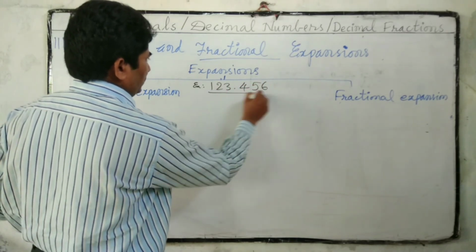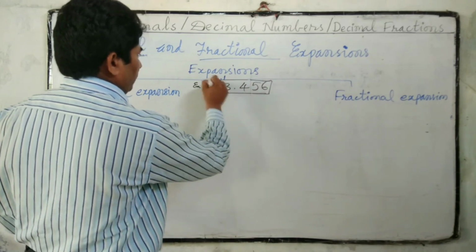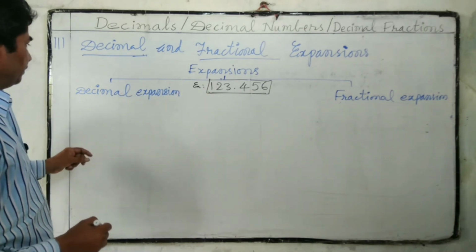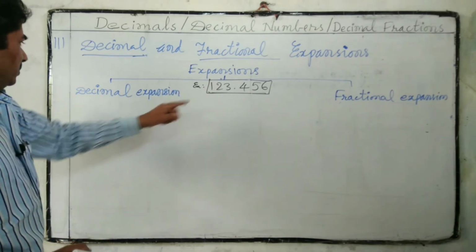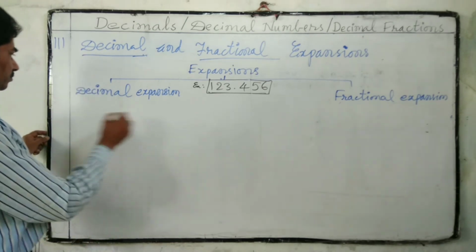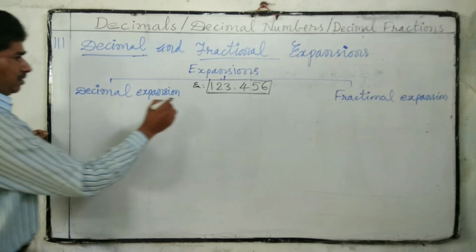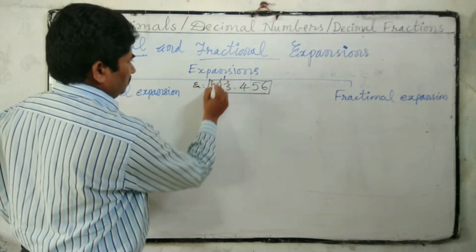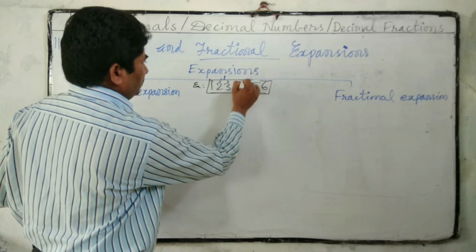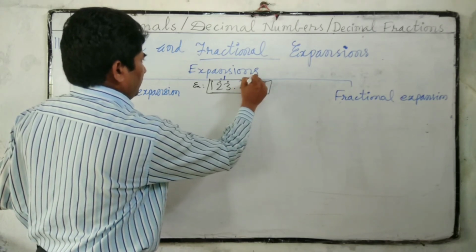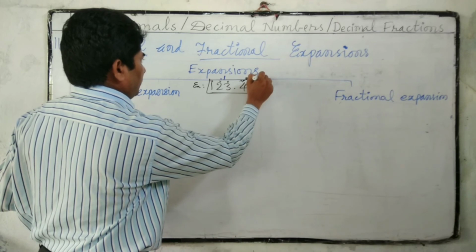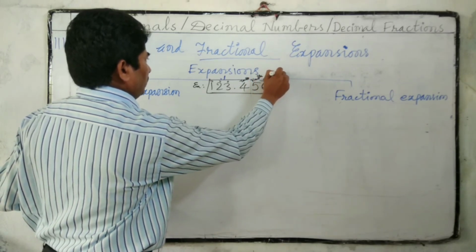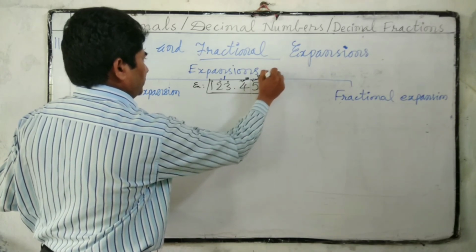123.456. This is a number. We can expand this in decimal expansion first. 1, ones, tens, hundreds. This is tenths, hundredths, thousandths.